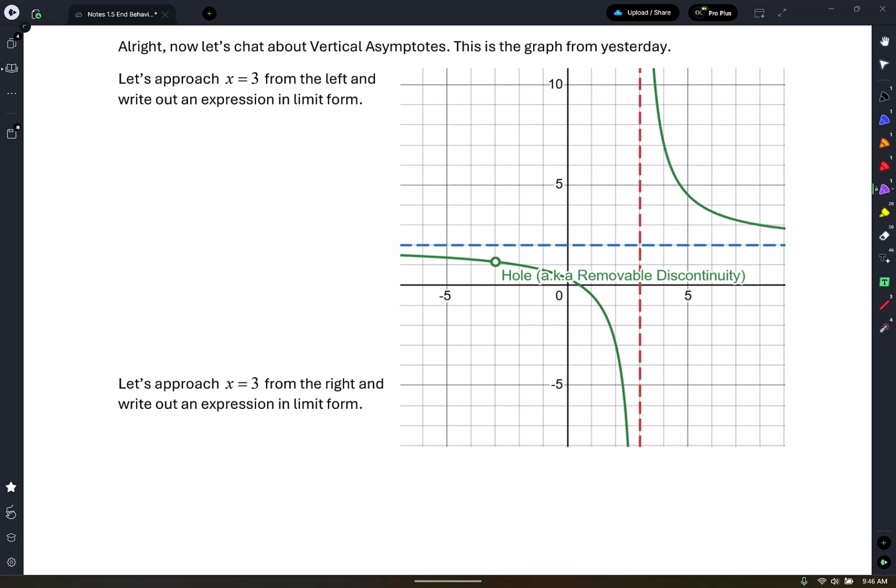All right, let's approach x equals 3 from the left. Write out an expression in limit form. Okay, if I approach 3 from the left, here's 3. What do I get? Negative infinity. The limit as x approaches 3 from the left of this function is negative infinity.